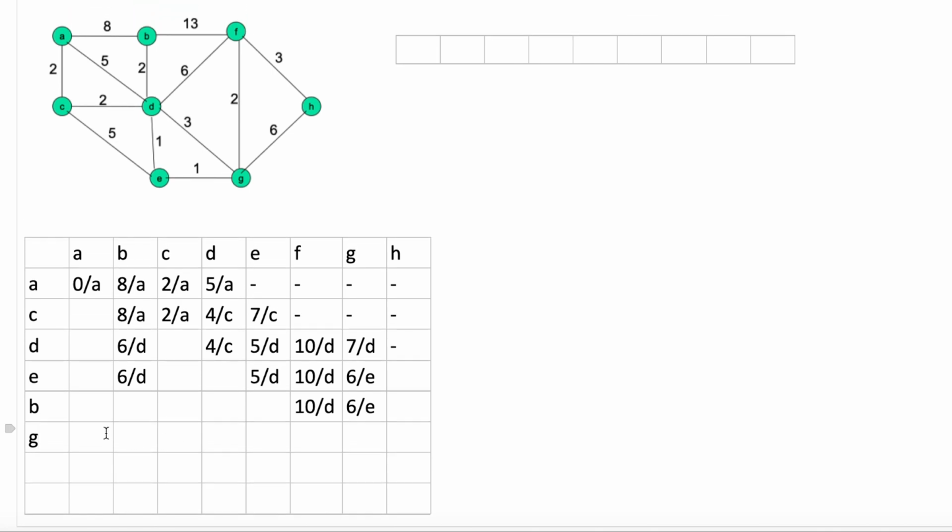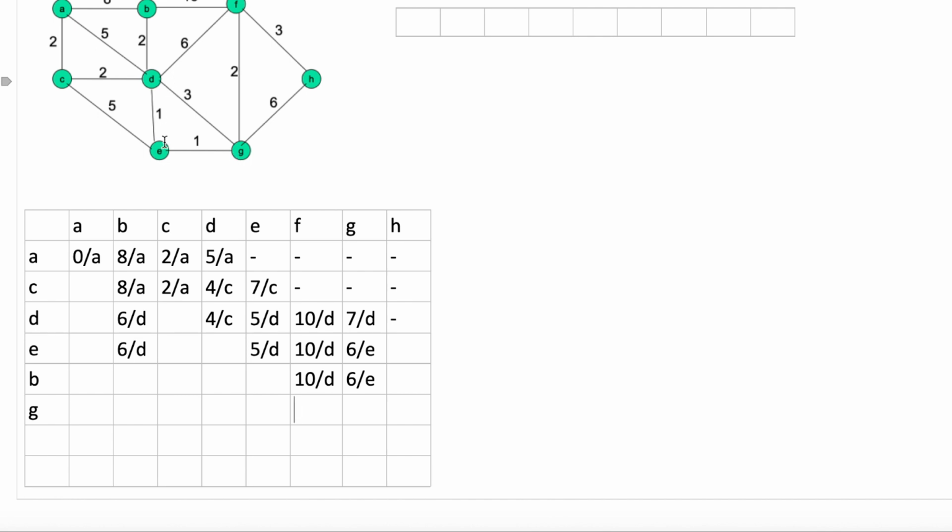So G has direct access to D and E, which are already previously selected. So let's look at F and H. G has a weight of 6 and G to F costs 2. So 6 plus 2 is 8 and previous value is 10. So we change it and it's 8. We are going via G.